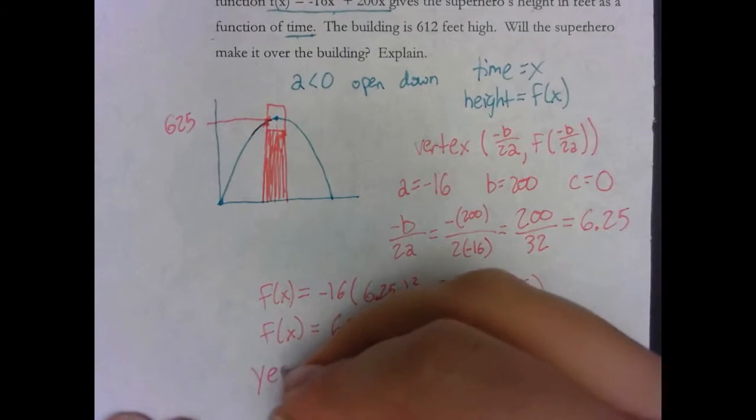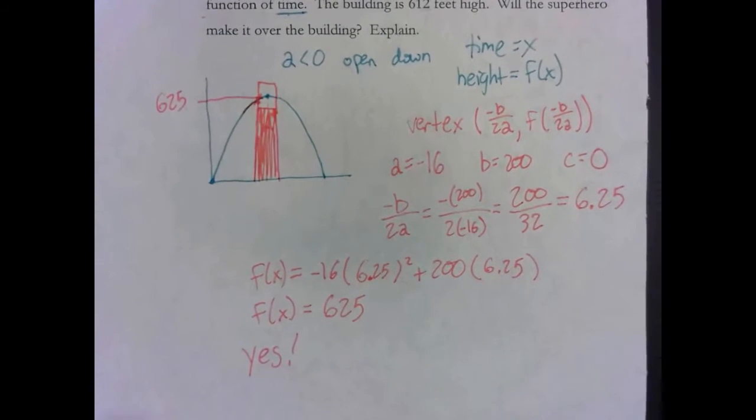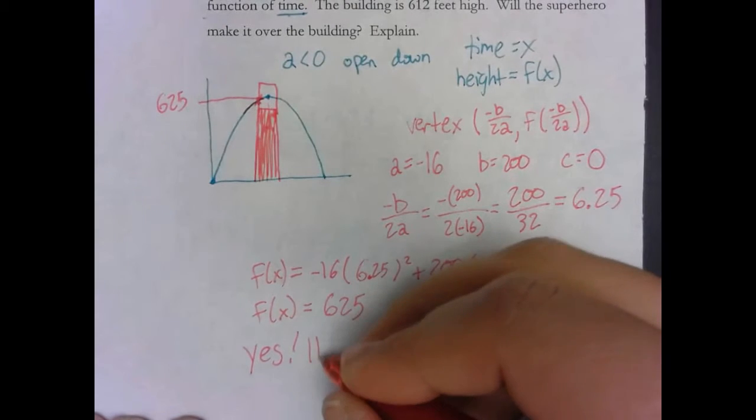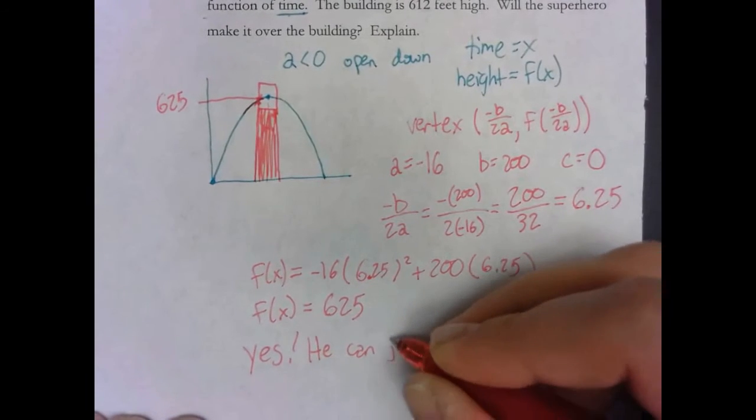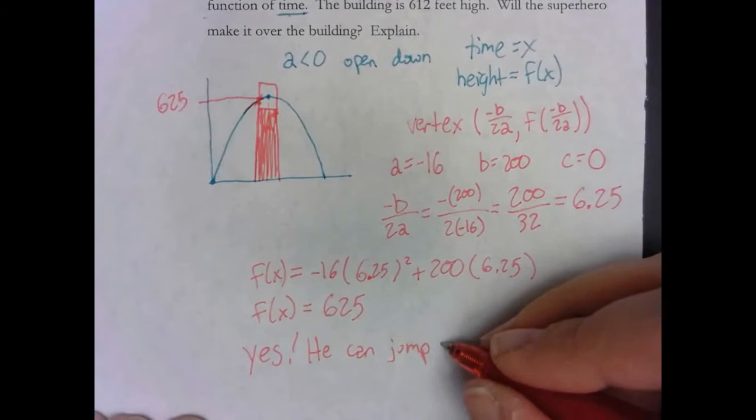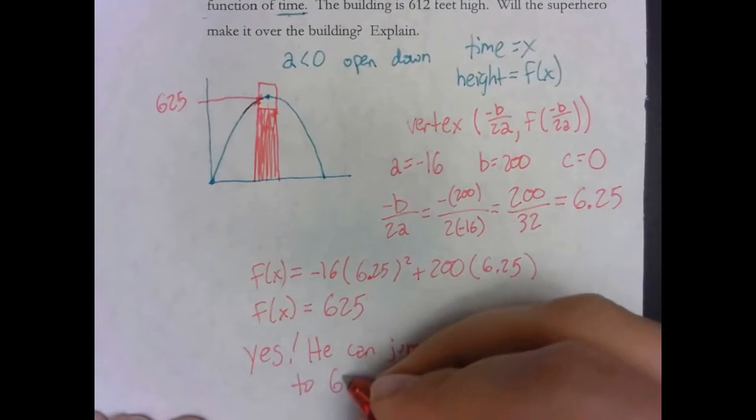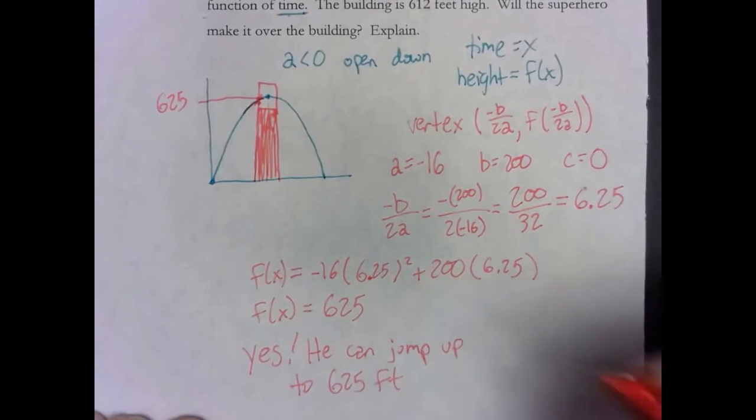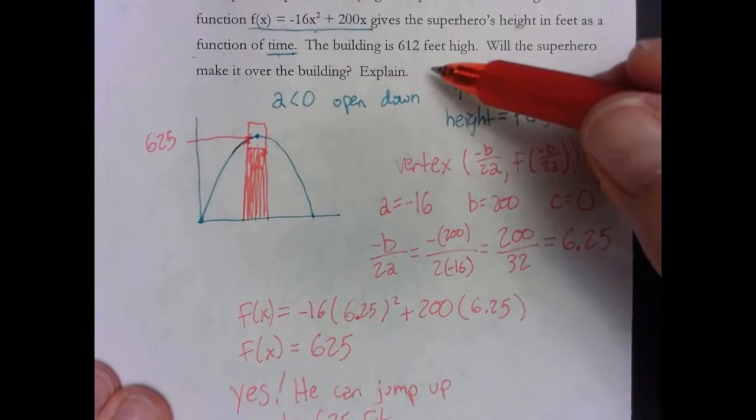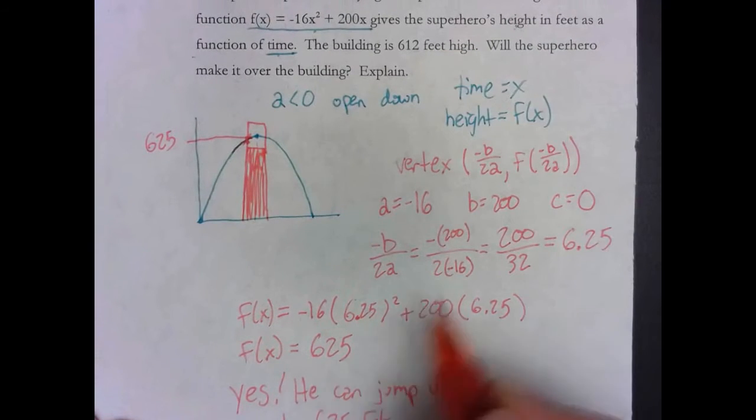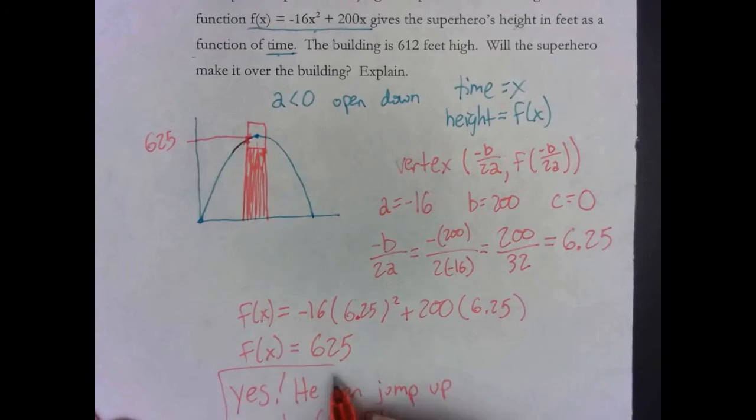So yes, he would make it over the building because he can jump up to 625 feet. And he only needed to jump at least 612. That's well over what he needed to do.